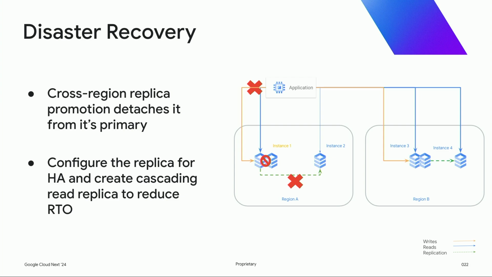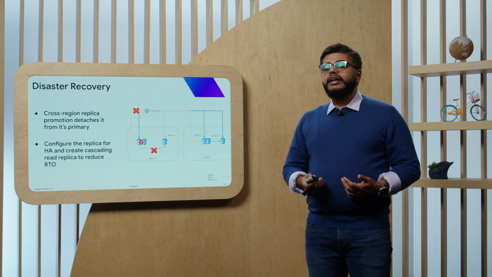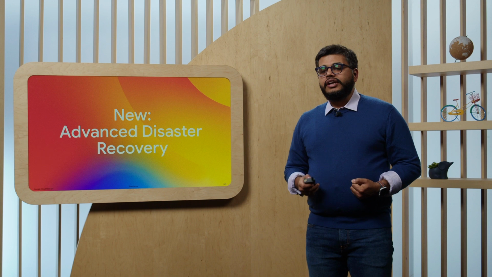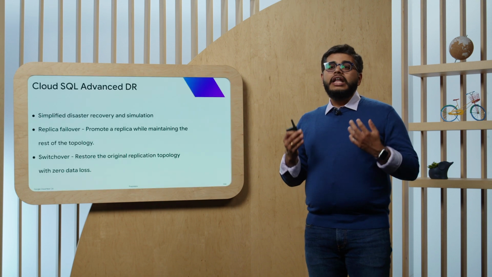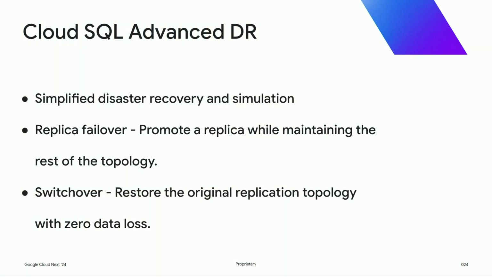But what about reverting back from the DR region to the primary region? What about performing this operation on an ongoing basis as a DR drill? This is where advanced disaster recovery comes into picture. With advanced disaster recovery, we have simplified DR and the simulation of disaster. Advanced disaster recovery offers two key features.